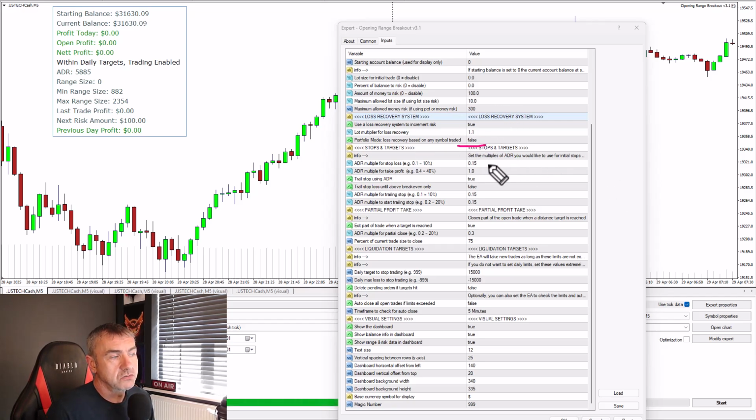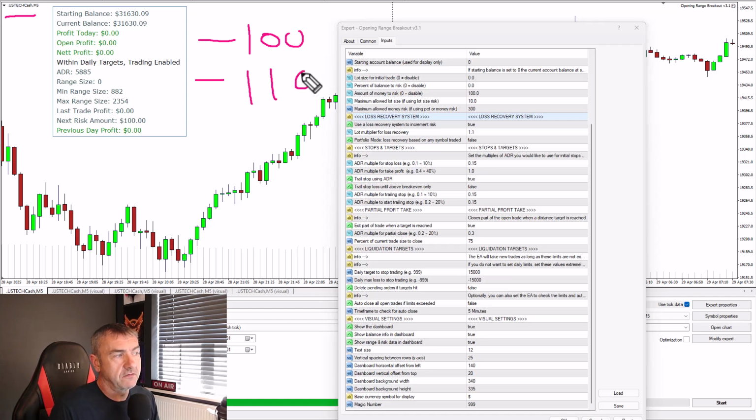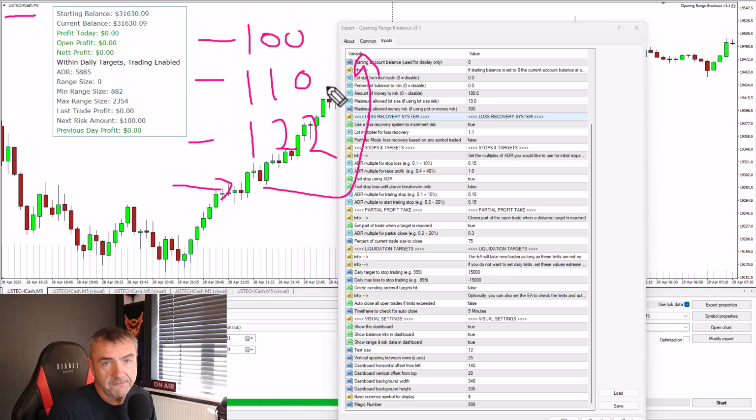And you also have a new mode, which is called portfolio mode. The way that portfolio mode works is the old loss recovery system in the previous version of the EA only worked on the instrument that it was placed on. And that is the way that it works if you have this set up as it is here with that set to false. So, for example, on the NASDAQ here, if we have a losing trade of 100 on the NASDAQ, and then we have another losing trade on the NASDAQ of 110, and then we have another losing trade of 122, or whatever the lot increment is going to be, we will increment our lot on the NASDAQ until we get a winner and we get back to profit. Okay, and then it will reset back to the original risk.